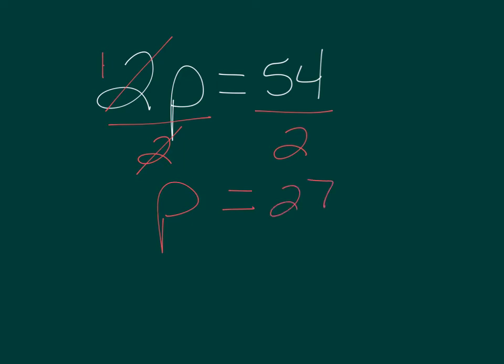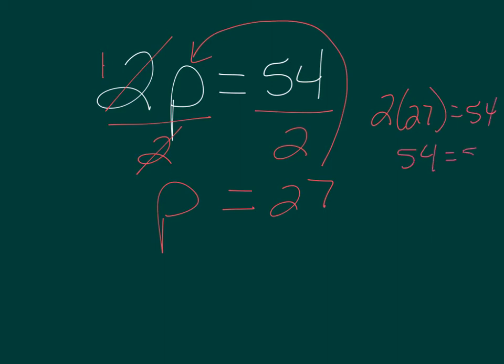Now once you've solved that, you can go plug it back in. So I'm going to plug that 27 back in here. So 2 times 27 is equal to 54. And 2 times 27 is 54, therefore it checks out.